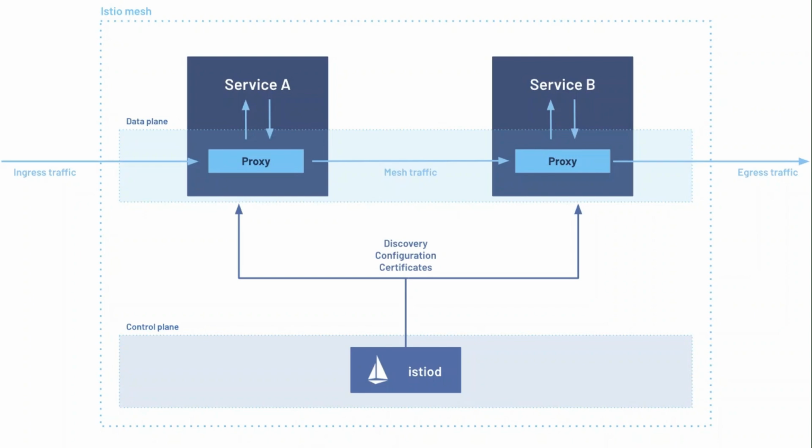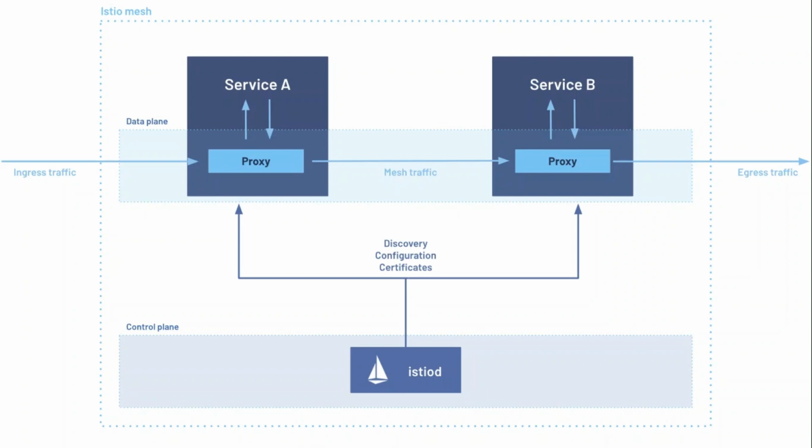This image illustrates the basic architecture of Istio, which is a service mesh. It shows how Istio manages the communication between different services in a system, such as Service A and Service B. Let's look at the data plane. The data plane is where the actual communication between services happens. Each service, like Service A and Service B, has a proxy sitting next to it. These proxies handle all incoming and outgoing traffic for the service, ensuring secure and efficient communication.